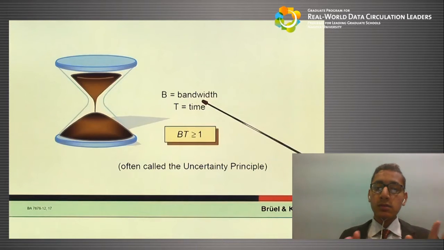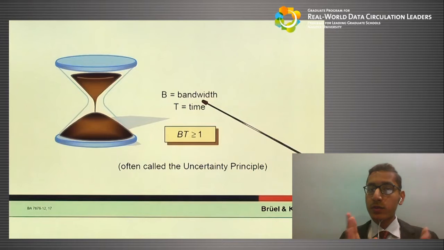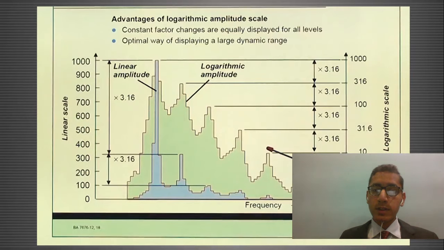Now, bandwidth and time, we have this rule that bandwidth multiplied by time should be greater than or equal to a constant. This is also known as the uncertainty principle.